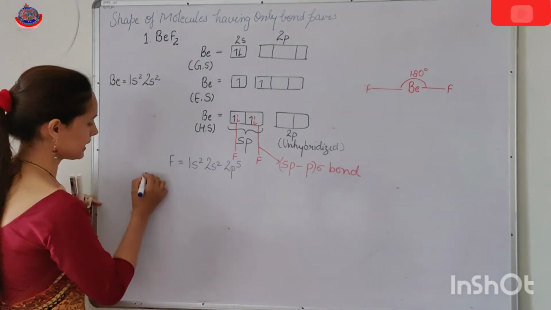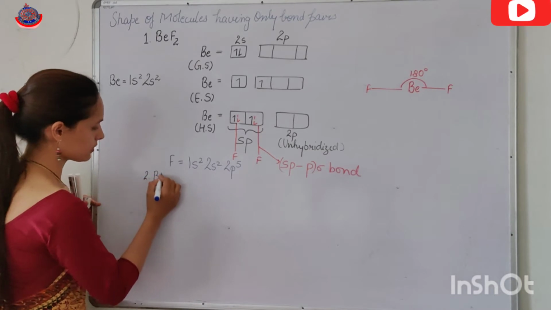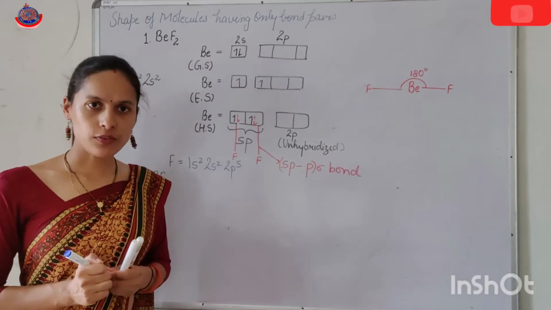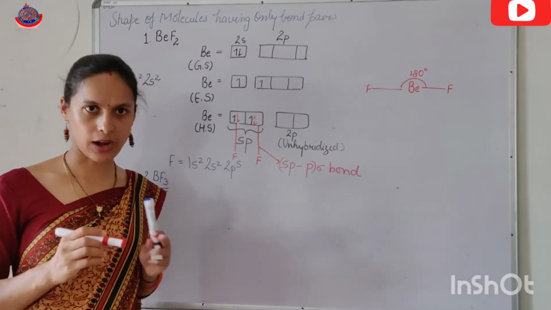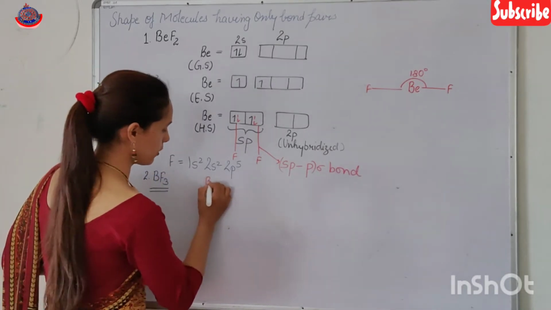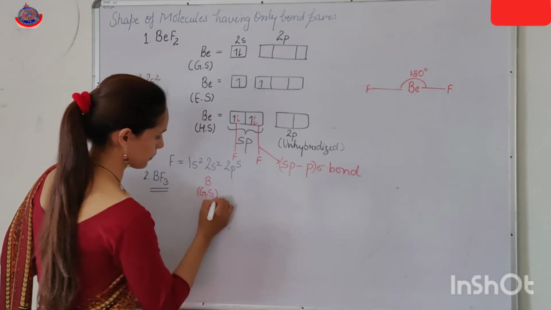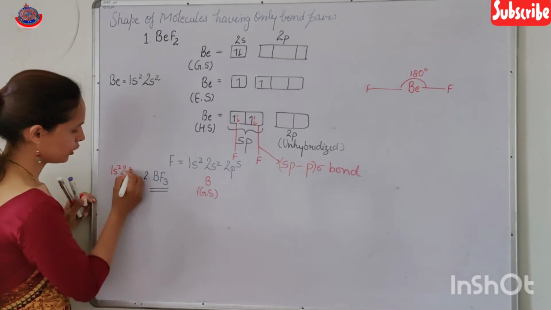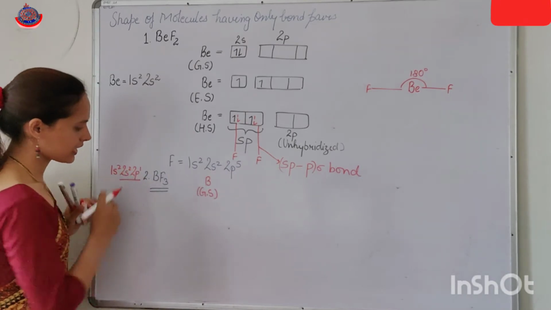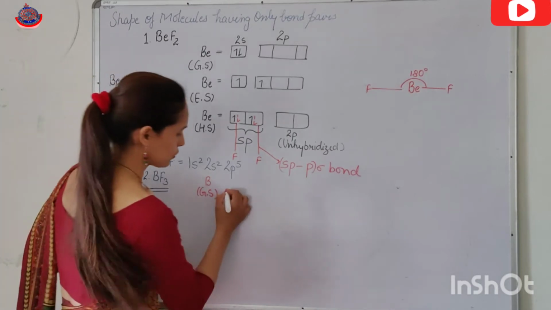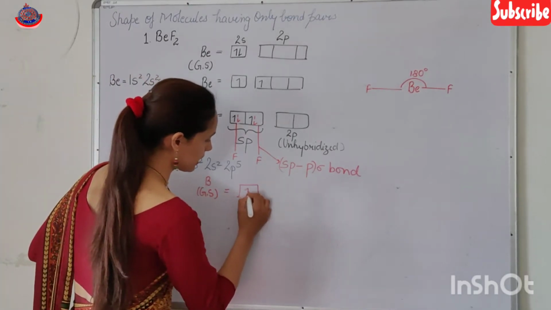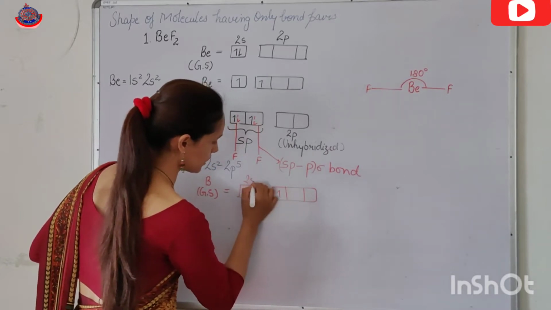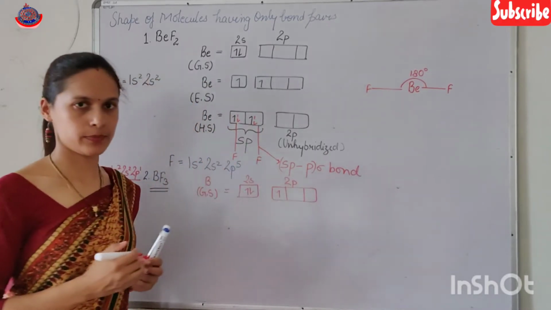The second molecule I'll take is BF3. Now first of all I'll write the ground state configuration of boron. Boron in the ground state. What is the configuration of boron? 1s2, 2s2, 2p1. So again the second shell is the valence shell. So I'll write only the valence shell, that is 2s and 2p. This is 2s2 and this is 2p1.